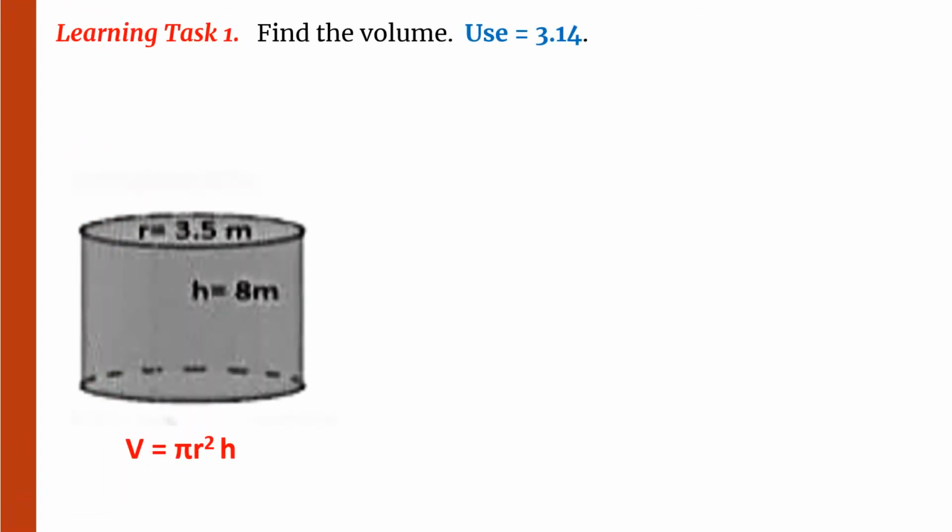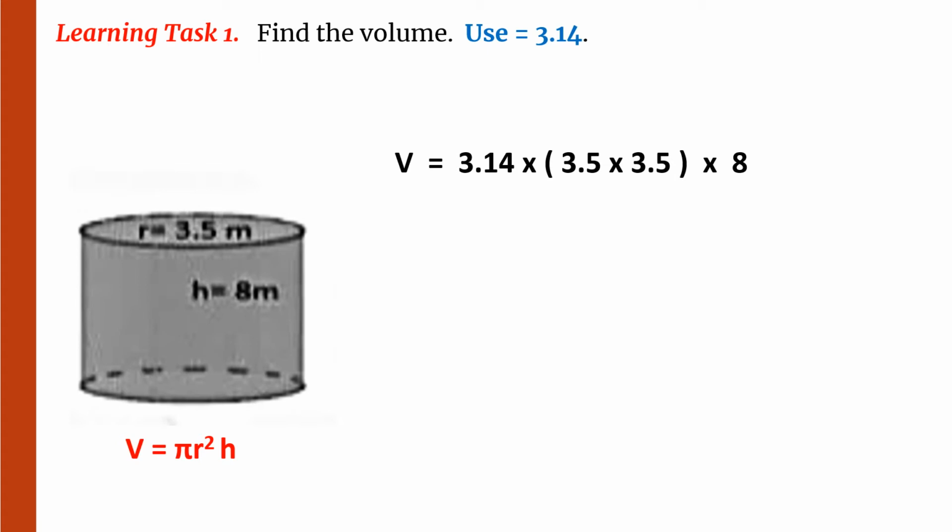Learning Task 1. Find the volume. Use pi equal to 3.14. If you look at the given, we have this radius 3.5 meters and a height of 8 meters. Since this is a cylinder, we'll be using this volume formula pi r squared h.